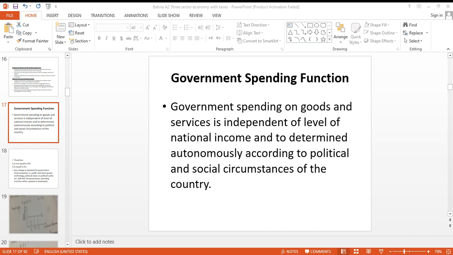Okay, so welcome back. Today we will quickly go through the three sector economy, and in this, of course, the important thing is the government spending function. As you well know, that function means if something is a function of something else, it means that it is dependent on something else. So, we saw the consumption function, okay, and we said that the consumption function was dependent upon autonomous consumption and induced consumption.